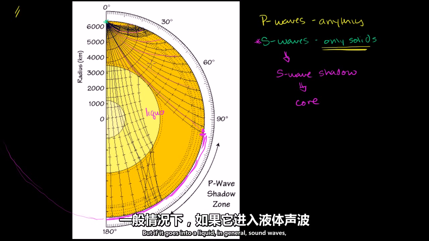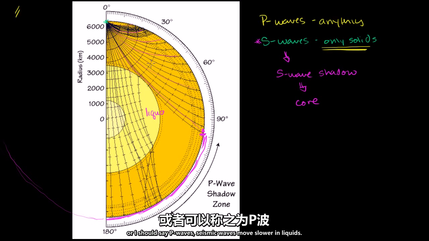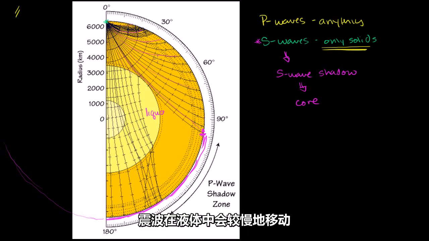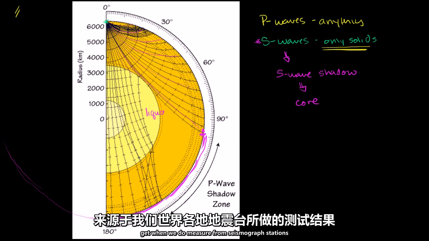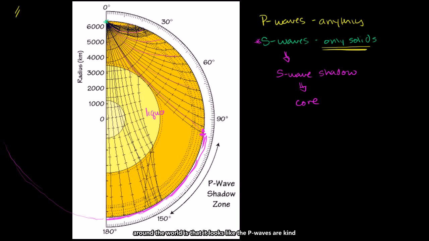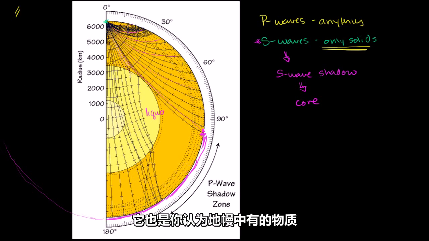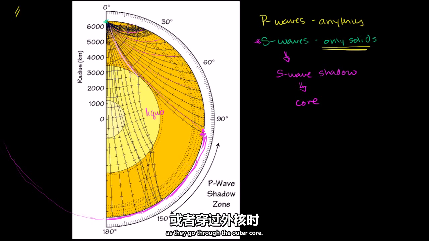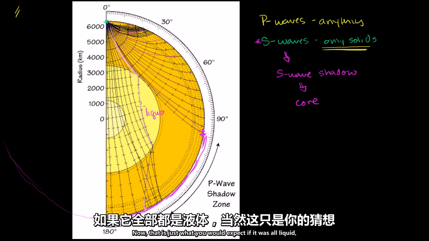But if it goes into a liquid, in general, sound waves, or I should say P waves, seismic waves, move slower in liquids. And so the refraction patterns we get when we measure from seismograph stations around the world look like the P waves are doing what you would expect in the mantle, but then they're getting refracted as if they're going into a slower medium as they go through the outer core. And we see that right over here. And then they get refracted again to get to some point on the other side. Now, that is just what you would expect if it was all liquid.